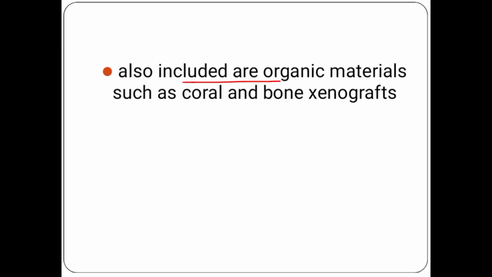Also included are organic materials such as coral or bone xenografts. What are xenografts? These are grafts transferred from animals to humans. And one more thing: osteoinduction means that you induce bone formation, and osteoconduction means that you support bone formation.